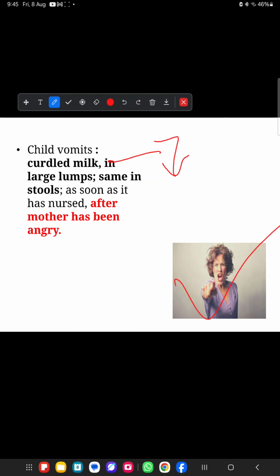At this point we can correlate with another medicine. Suppose there is vomiting, especially large curd-like and cheesy, then we can think about the medicine especially adapted to children who cannot digest milk. The name of the medicine is Aethusa cynapium.